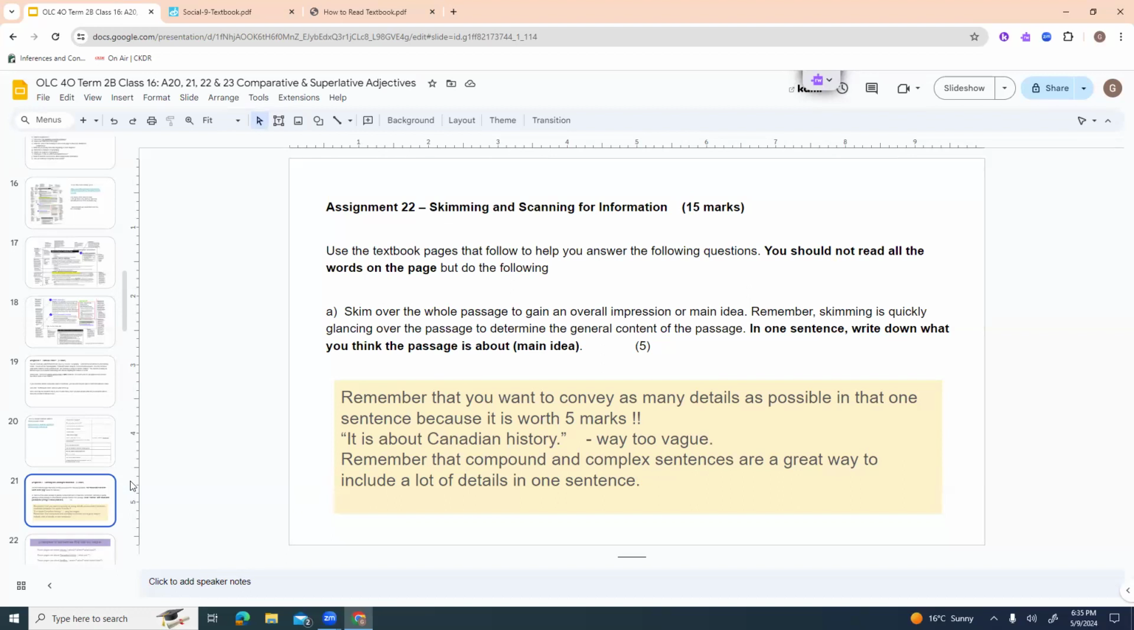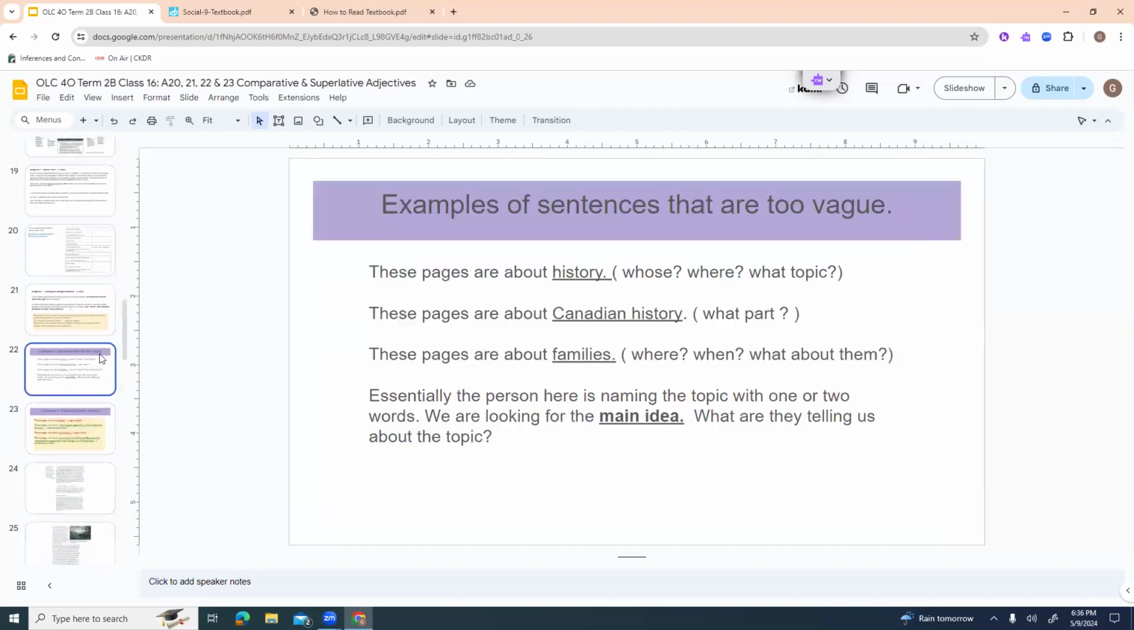Okay. Remember, this is worth 5 marks. So you want to make a nice long sentence that explains your idea with lots of details, or you're not going to get all 5 marks. If you just wrote, it's about Canadian history, no, that's worth 1 mark. I'm not going to give you a lot of marks for that, okay? Remember that compound and complex sentences are a great way to include a lot of details in one sentence.